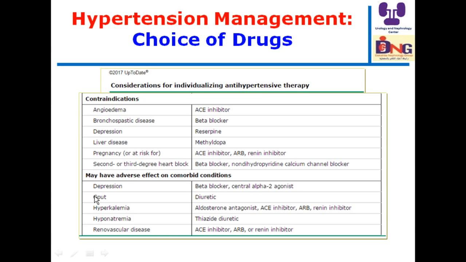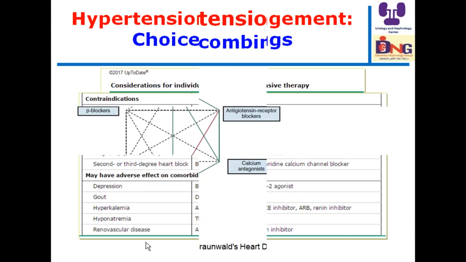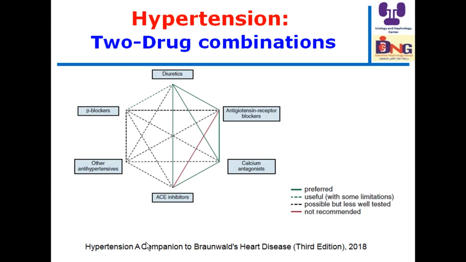Diuretics may increase the risk of gout. Aldosterone antagonists, ACE inhibitors, ARBs, and renin inhibitors increase the risk of hyperkalemia. Thiazide diuretics cause hyponatremia. ACE inhibitors, ARBs, or renin inhibitors in the case of renal vascular disease need caution because of increasing adverse effects. So we should look at the patient as a whole and select the best treatment for a certain individual at a certain time point according to risk factors, because this is personalized medicine.